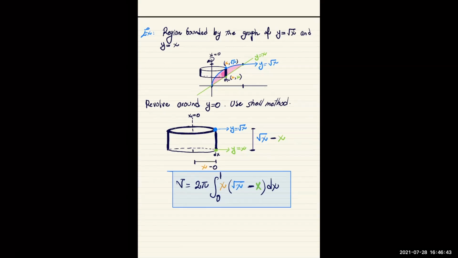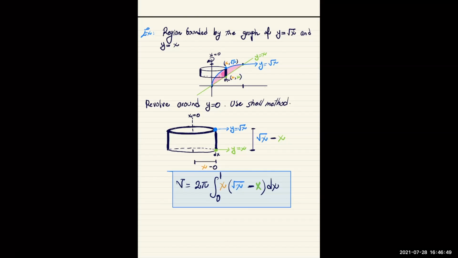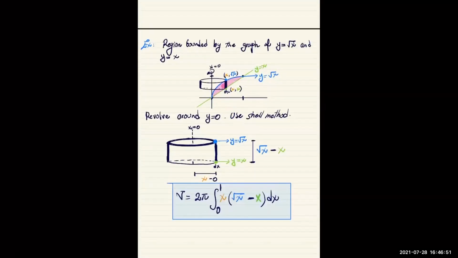So let's take this region and now revolve it around a different axis. Okay, so this is A. Let's do B.